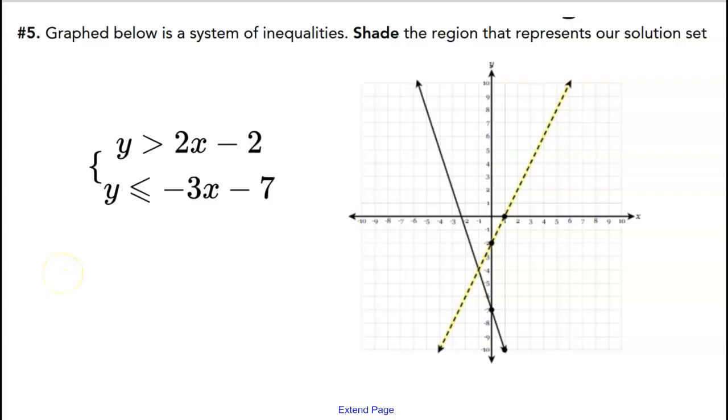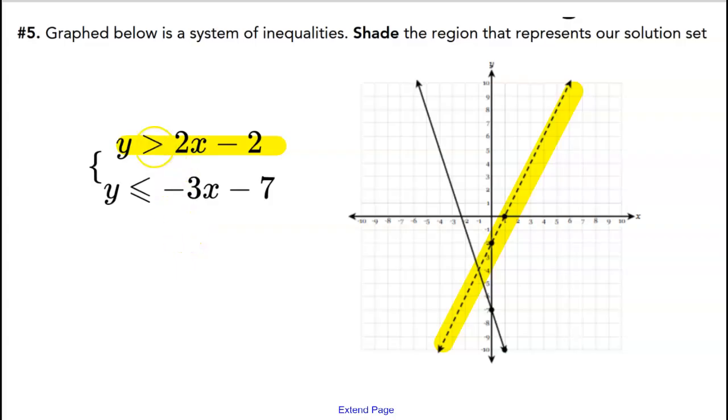Alright, so here's number 5. It says, graph below is a system of inequalities. Shade the region that represents our solution set. All you gotta do is shade the region that represents the solution set. So here I'm going to start with this inequality. I've got y is greater than 2x minus 2. That's this one here.